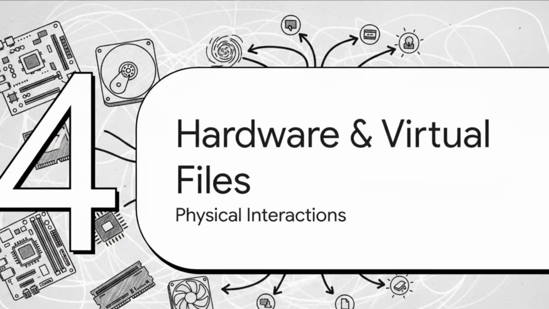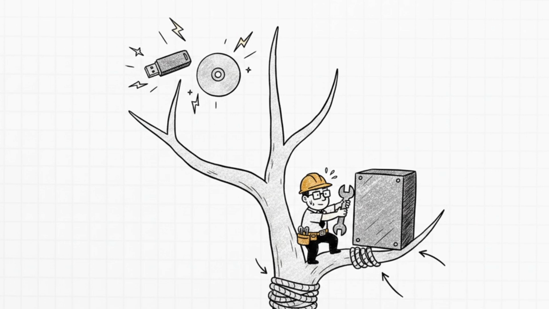Moving to Section 4, Hardware and Virtual Files. How Linux interacts with the physical machine. This is where we see how that single root tree structure we talked about brilliantly handles the physical components of your machine. Remember earlier when we asked where a D drive or a USB stick goes? Well, here's your answer. They go into mounting points, specifically the /media and /mnt directories.